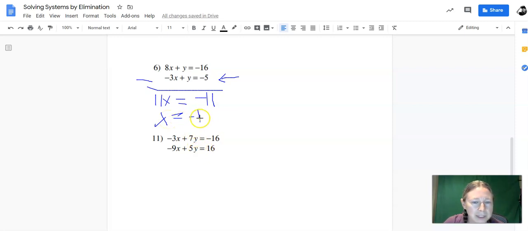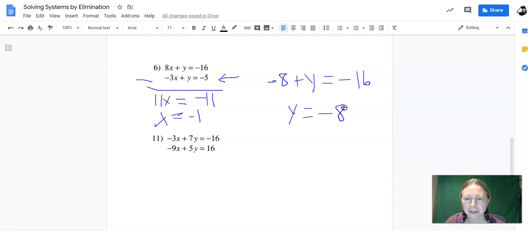And then if x, of course, is negative 1, we have to plug it back into the original equation to figure out what the y is. We're not done there. So we'll plug it into the first one, 8x. 8 times negative 1 is negative 8, plus y equals negative 16. Add 8 to both sides, so y must be negative 8. There you go. That's the complete solution, the only xy pair that works in both equations.